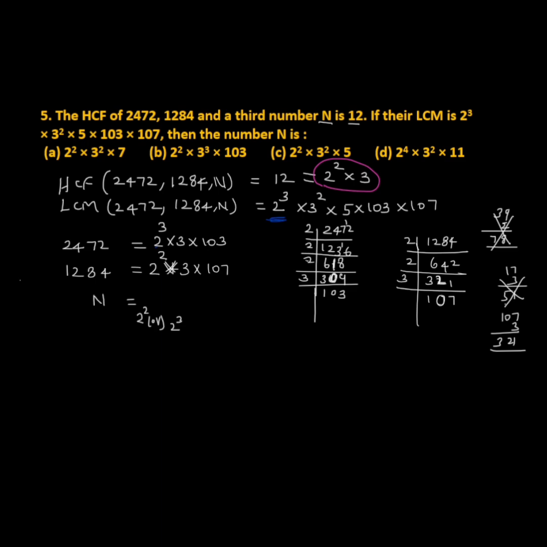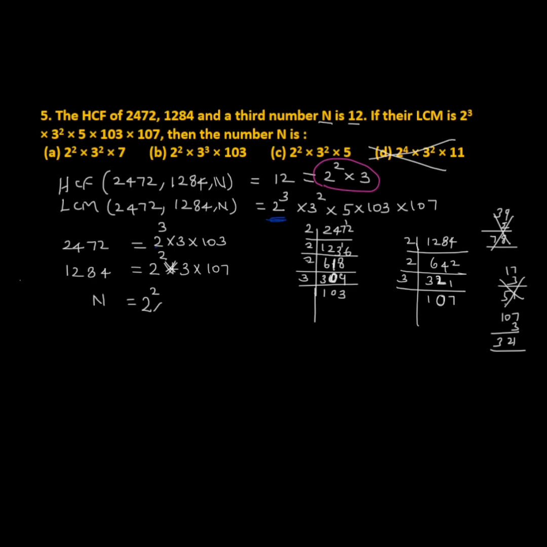In your options, 2 squared is there and 2 cube is not there. Look at the D option, 2 power 4 is there. So 2 power 4 is not at all a prime factor of the three numbers. So definitely this option will not come as the answer. Leave it. Now we need to check these three options. So first, we can decide 2 squared, because all the three options are having 2 squared only. So first prime factor here is 2 squared.